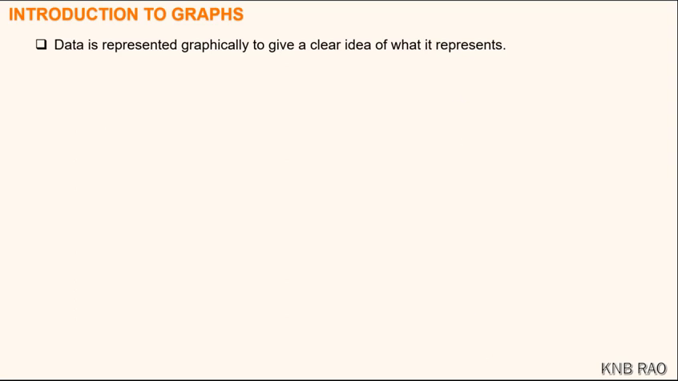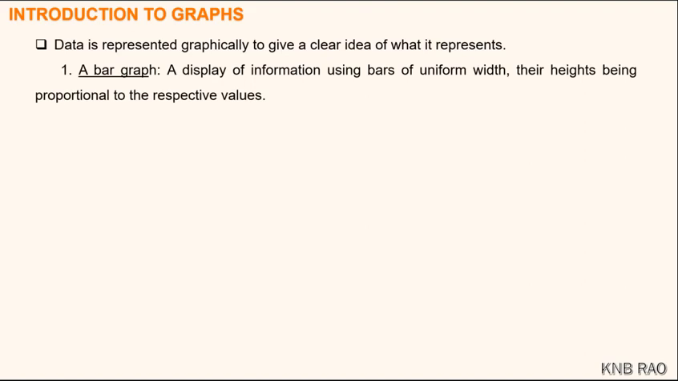Okay, first type of graph that we have learnt, a bar graph. Children, you know the definition of a bar graph and you know the purpose of drawing a bar graph and you know how to draw the bar graph too. A display of information using bars of uniform width, where their heights are proportional to the respective values and with a uniform gap between them. Okay, that was a bar graph.